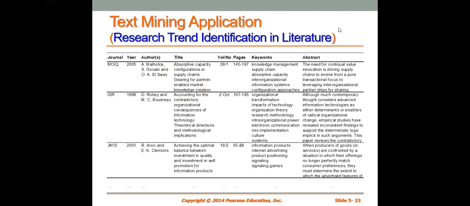Okay, so we have which page number, from this page to this number, and the keywords, knowledge management, supply chain. So with the keywords, you can easily search the specific articles. And abstracts. Abstracts are also very important. If you read the abstract, you know what is inside the story of the papers.